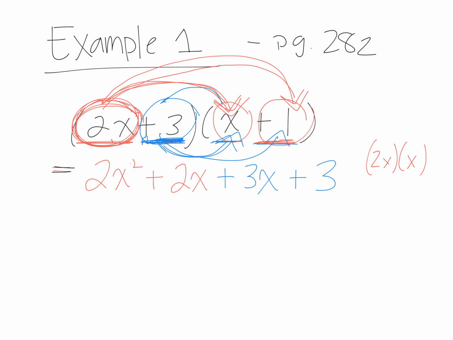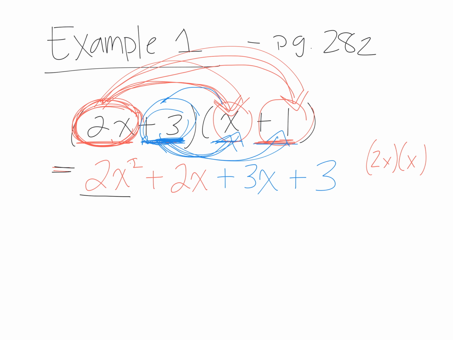Good. Does everyone see what I've done there? I've taken the first term, multiplied it by everything in the second bracket, and then I've taken the second term and multiplied it by everything in the second bracket. You're just distributing each term and multiplying it by the second bracket. Do you think I'm done?